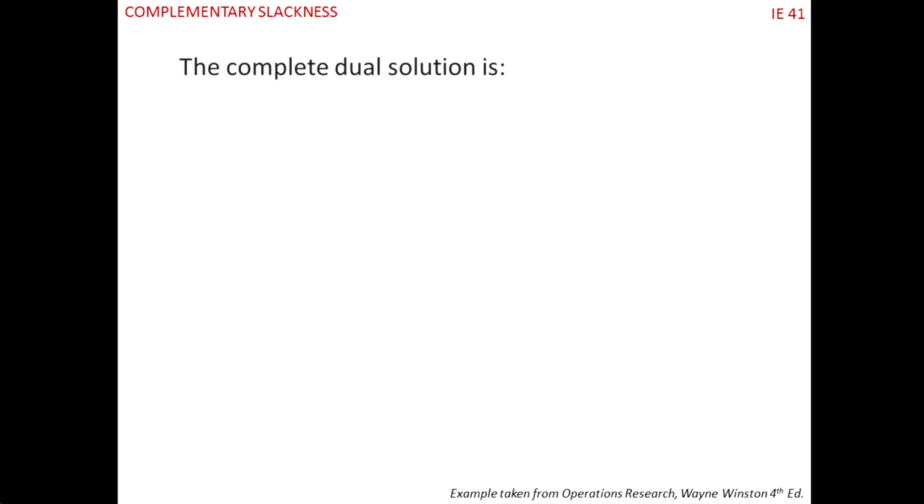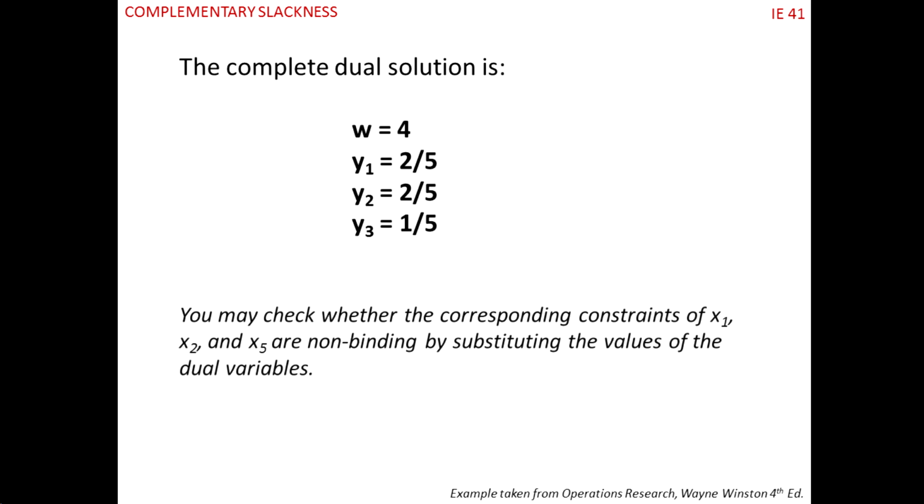Therefore, the complete dual solution is w is equal to 4, y1 is equal to 2/5, y2 is equal to 2/5, and y3 is equal to 1/5. You may check whether the corresponding constraints of x1, x2, and x5 are non-binding by substituting the values of the dual variables.